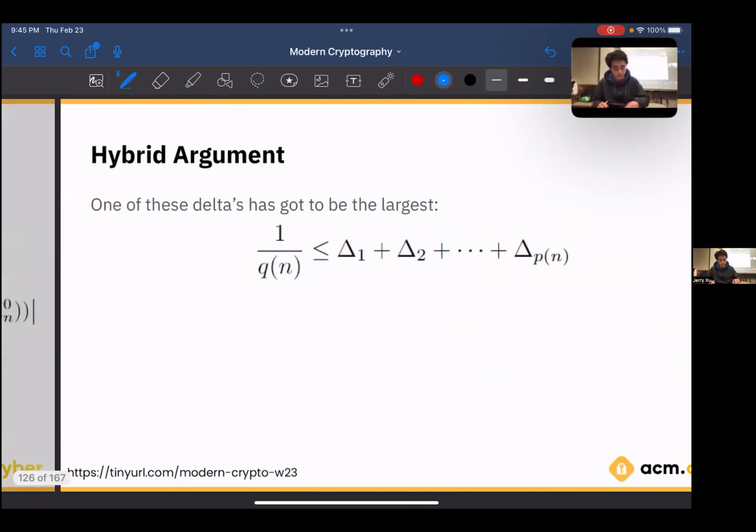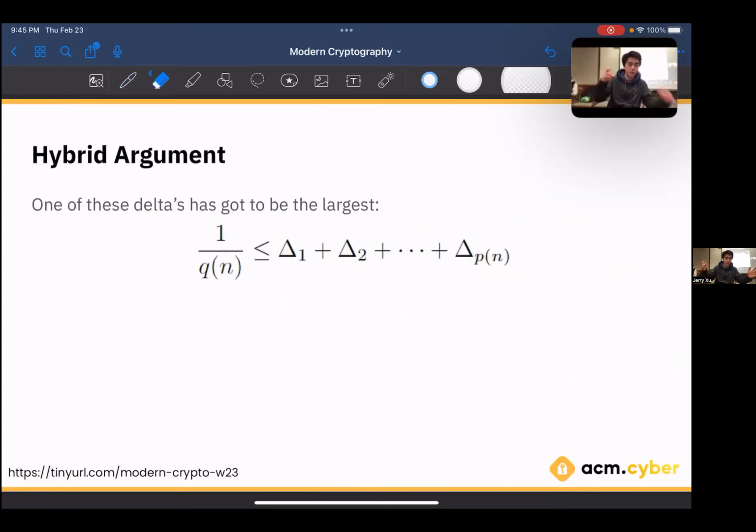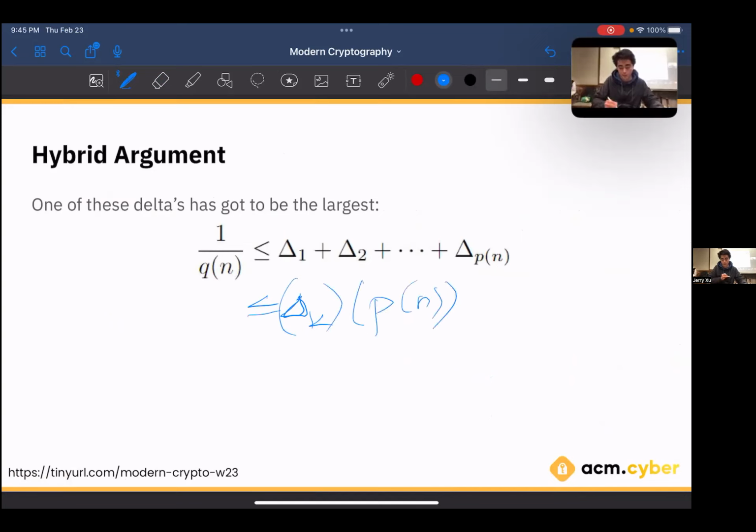Okay. And then we took a finite number of steps. So one of these has to be the biggest step that we took. So we can just say, without loss of generality, delta k is the biggest step we took, right? And the total distance we traveled has to be less than the biggest step we took times the number of steps we took, right? That means that delta k itself is going to be bigger than or equal to 1 over q(n) times p(n), right? But both of these are polynomials, right?